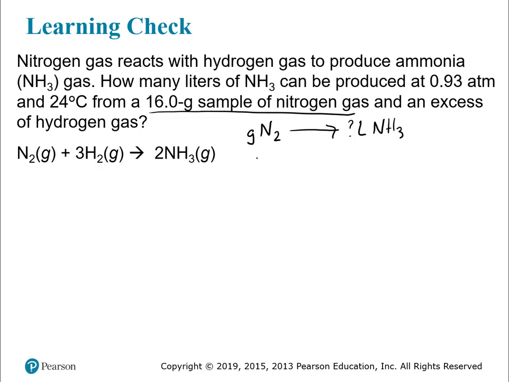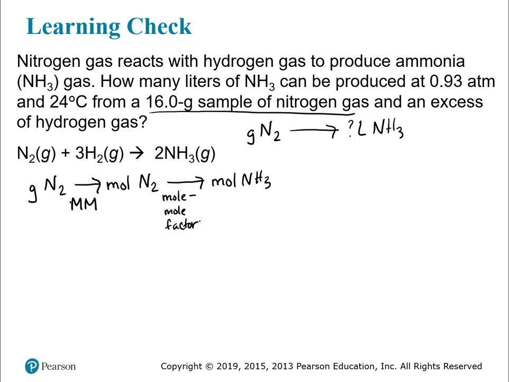Instead of doing the grams, what if we just put it in ideal gas law instead? Then we could get liters. So here's the plan. We're going to start with our grams, convert to moles. That's using the molar mass. We're going to take those moles and convert to moles of ammonia. That's the mole-mole factor that we're going to need. That's why we have an equation. The next step is to go from the moles of ammonia to liters of ammonia. We're going to have to break out a new equation and use the ideal gas law. So that's the plan. Here we go.